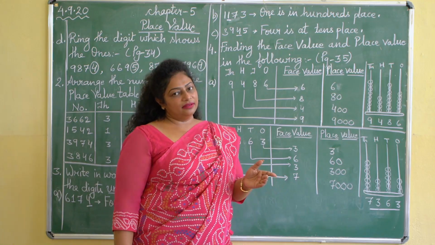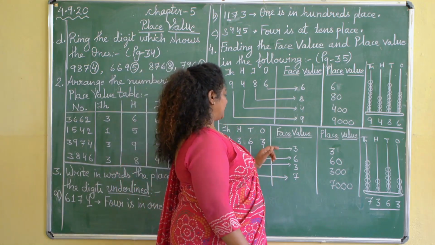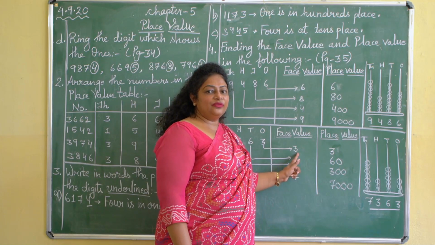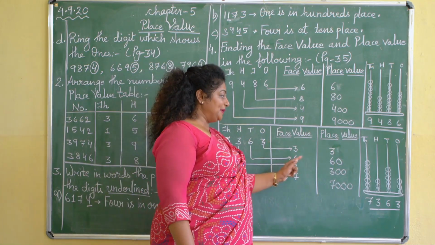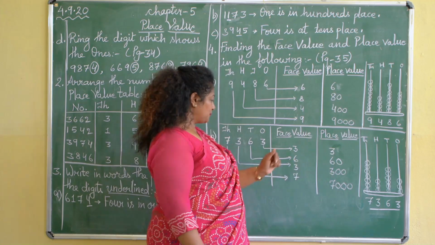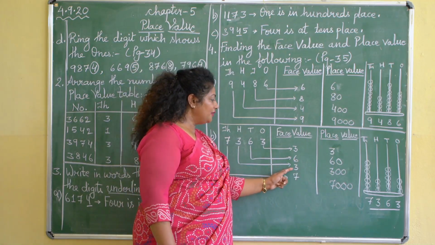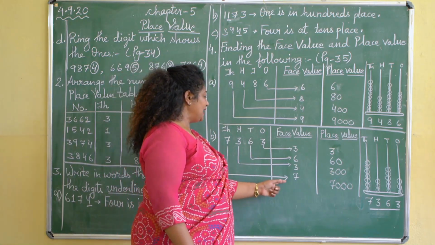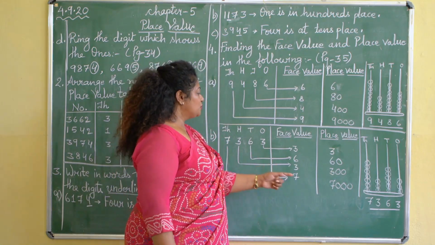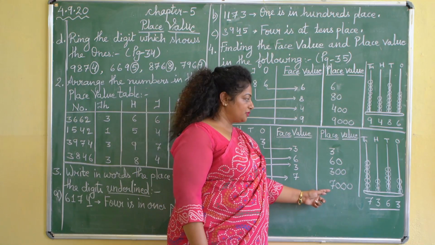Now we have to find the place value. Because 3 is at ones place, we will write 3. 6 is at tens place, we will write 60. 3 is at hundreds place, we will write 300. And 7 is at thousands place, so we will write 7000.